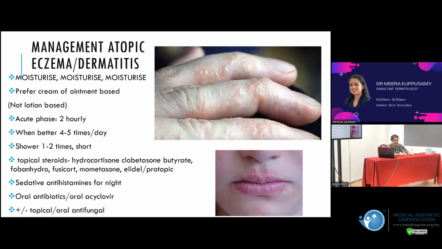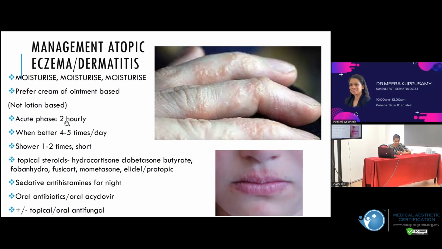Okay, so we have lotion, creams, and then ointment. Lotion is very light. And most of the time, atopic dermatitis with lotions, they don't get moist enough and they might also have some stinging feeling. How often must you moisturize? In the acute phase, you should be moisturizing every 2 hours. When the patient is better, 4 to 5 times a day. And as the patient gets better, maybe just two or 3 times.